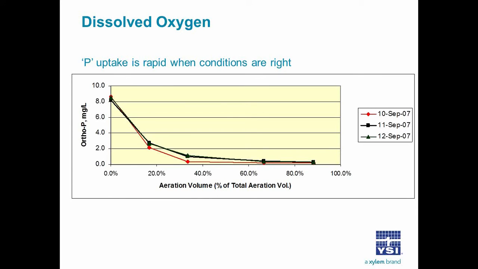And taking a little closer look at phosphate uptake, P uptake is rapid when conditions are right. These are not online measurements, these are grabbed samples, but it illustrates the point that phosphorus is rapidly taken up. The ortho-P concentration is on the vertical axis, and along the horizontal axis is the percentage of the total aeration volume. Pretty much all uptake is complete by halfway through the aeration volume.